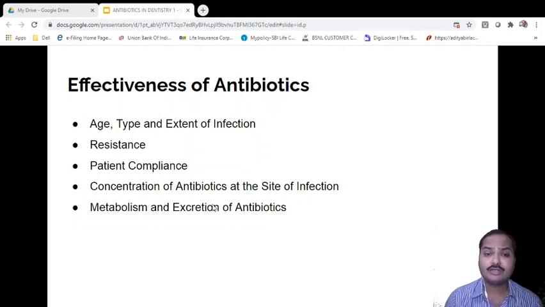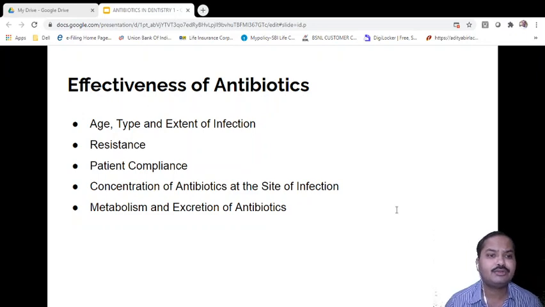Then resistance of the drug. It can be due to many factors by which the resistance may be acquired by the microorganisms. It can be due to decreased permeability of the drug, inactivation of the drug, alteration of the drug receptor, alternative metabolic pathways which are utilized by the bacteria, then increased elimination of the drug from the body, and mutation also will help in creating resistance.